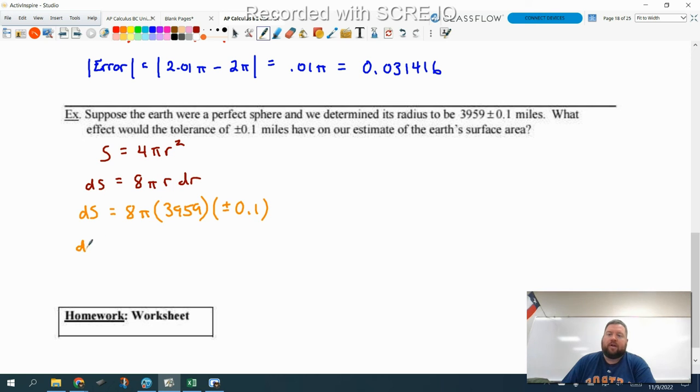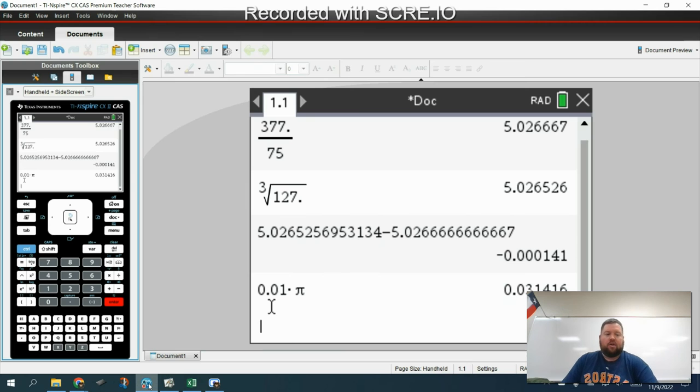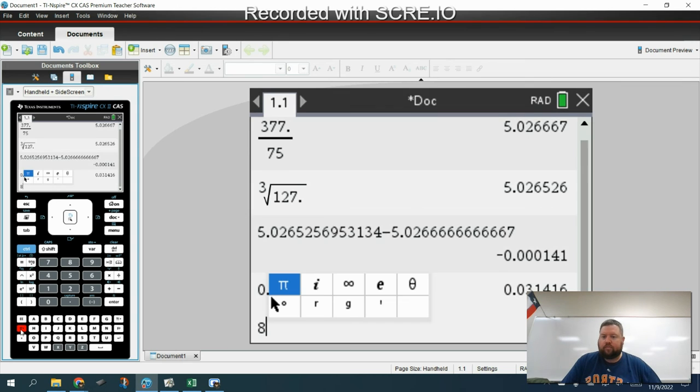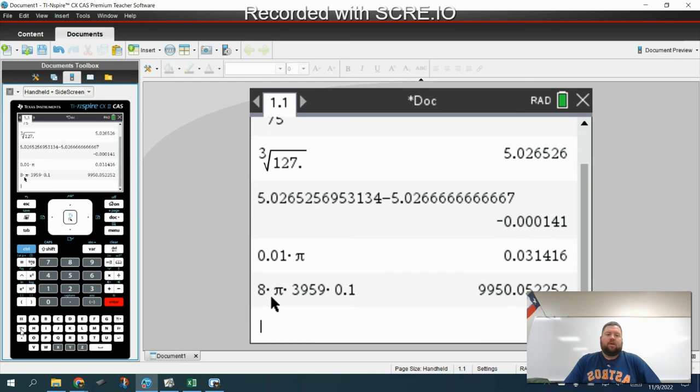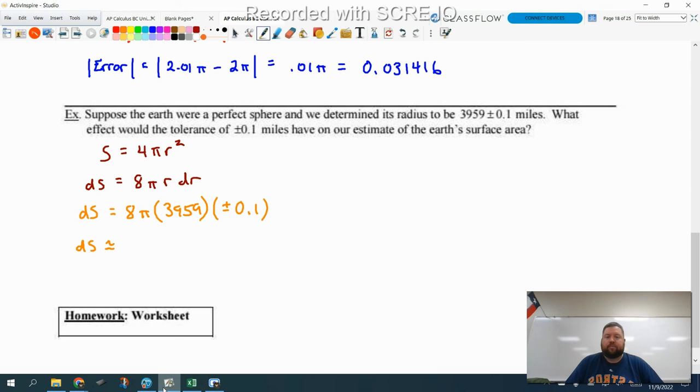All right, now for this one, I'm just going to plug this right into the calculator and get a decimal value. All right, so 8 pi times 3,959 times 0.1. So 9,950.052. All right, that'll be in miles squared, square miles.